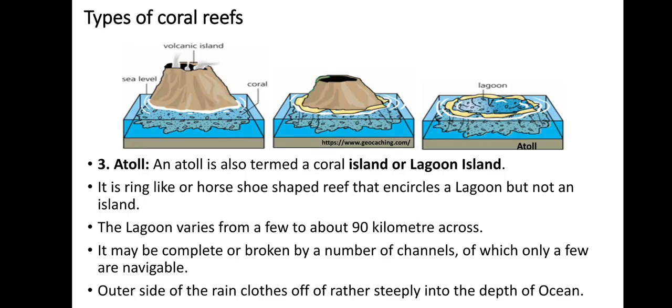Now let's move to the third type, that is the atoll. Okay, it is atoll, and here atoll is nothing but a lagoon island. That means you see in the picture, there is a volcanic island, coral reef is present very close to it, then you call it as a fringing reef.